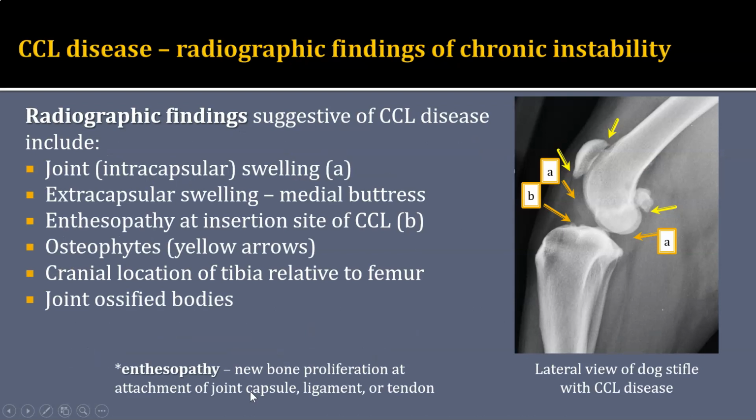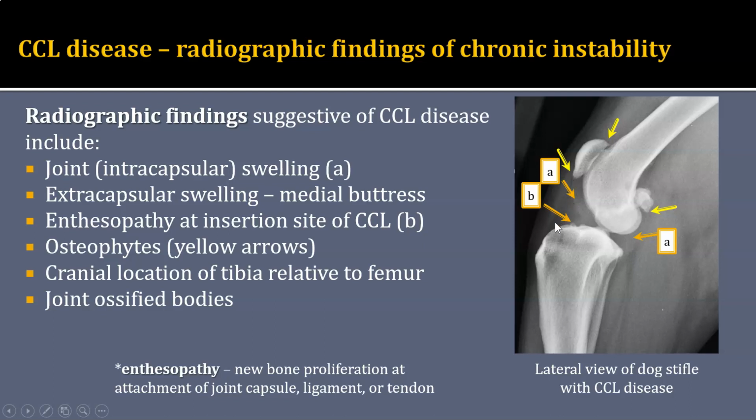When we look at the patient that has cranial cruciate ligament disease chronically, we oftentimes can find degenerative changes. There are some radiographic findings that can be suggestive of cranial cruciate ligament disease, although none of the degenerative joint disease is particularly specific. So what are we going to look for? This is a lateral view of a stifle, and one thing that is most commonly present is joint swelling. So if you look, we have some intracapsular swelling of the stifle joint in this dog.